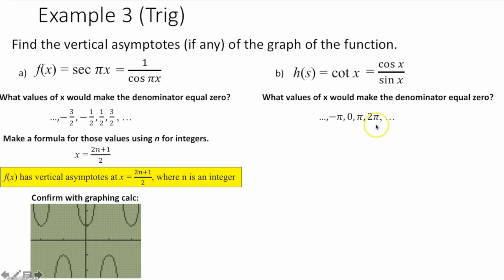So we need to make a formula for all of those x values to make our sine value 0. Now what causes sine to equal 0? It's negative pi, 0, pi, 2 pi. So it would be any integer times pi.